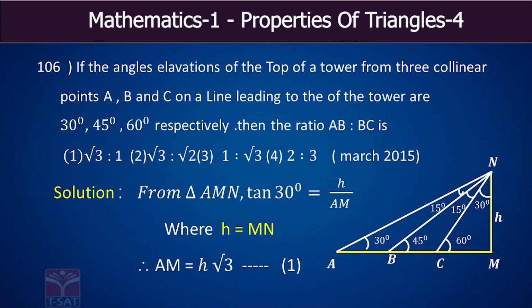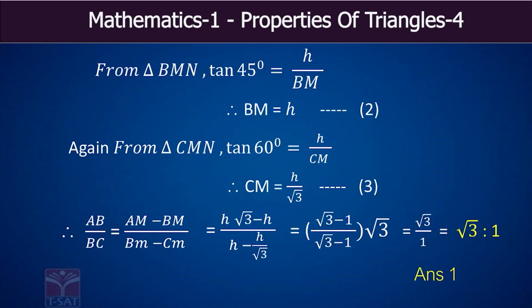It is asked. So from triangle AMN, MN is the pillar. Tan 30 is equal to H by AM, where H is equal to MN. So therefore AM is equal to H root 3. From triangle BMN, tan 45 is equal to H by BM. So BM is equal to H. And from triangle CMN, tan 60 is equal to H by CM. So therefore CM is equal to H by root 3.